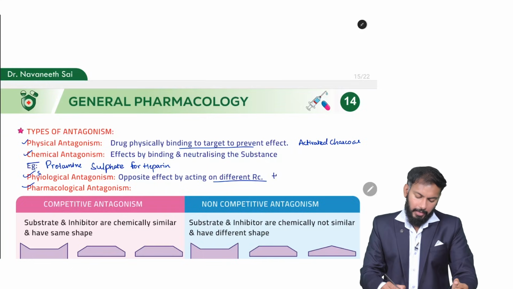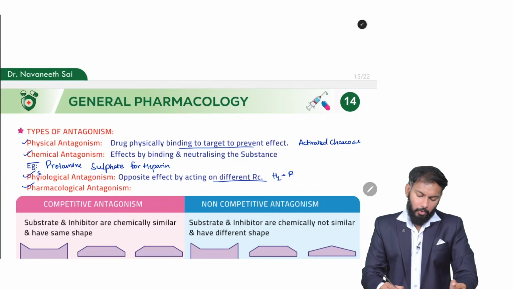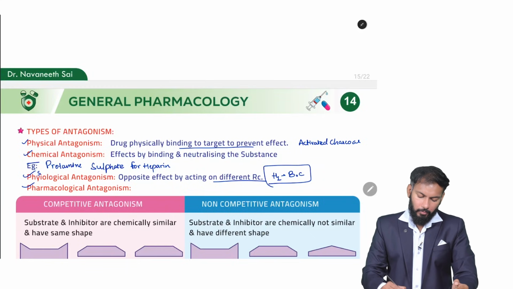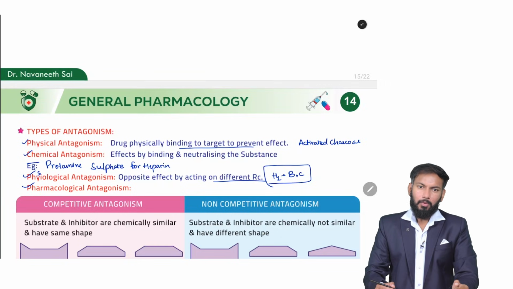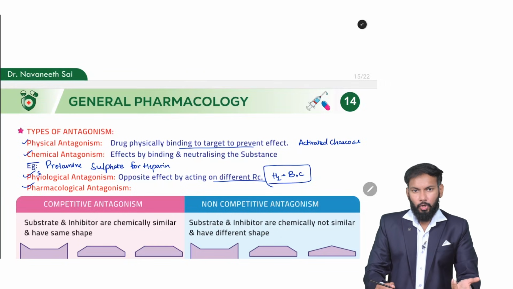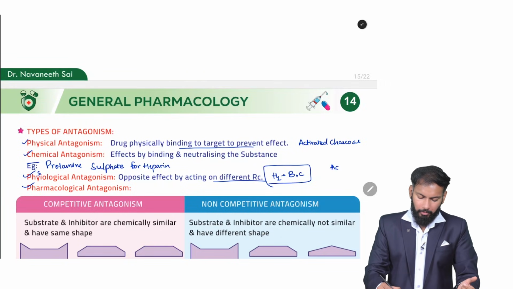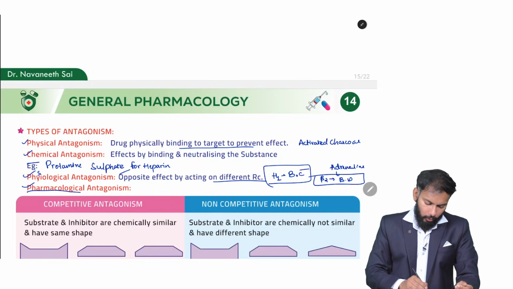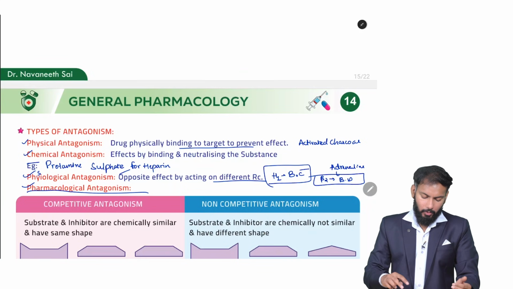Physiological antagonism means opposite effect by acting on different receptor. Let us suppose in allergy, H1 receptor will cause bronchoconstriction. Now, if you see in anaphylactic shock, what is the drug you give? You give adrenaline. Adrenaline will act on beta 2 to cause bronchodilation. So, this is a physiological antagonism. Now coming to pharmacological antagonism, this is what is important.